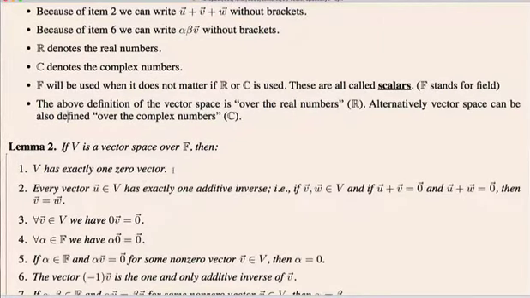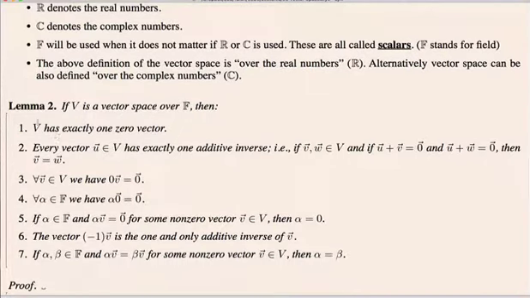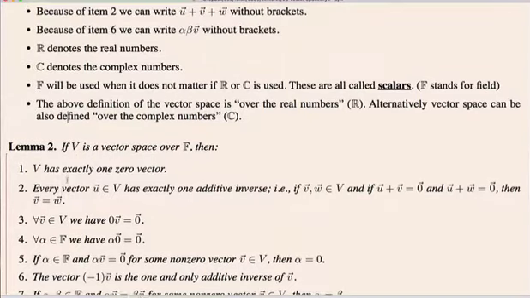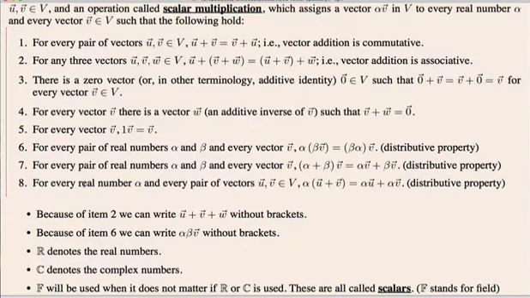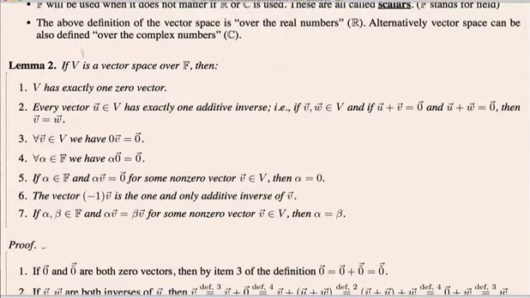So the main lemma of this section is lemma 2. It says that if V is a vector space over F, that means it doesn't matter whether you consider real or complex numbers, then we have these additional properties. So again, the idea is that if you think about vectors that you learned in middle school or in high school, those vectors have these properties, but we list only the basic ones in the definition, and then we derive all additional ones as a lemma.